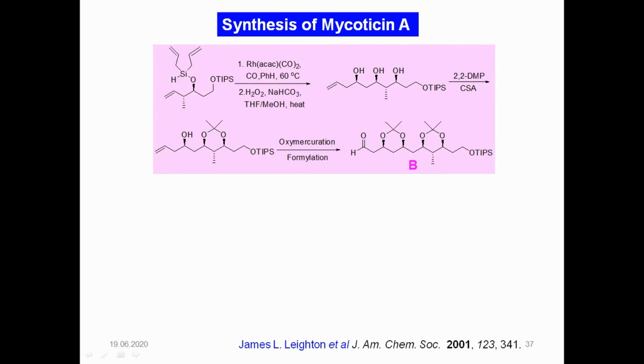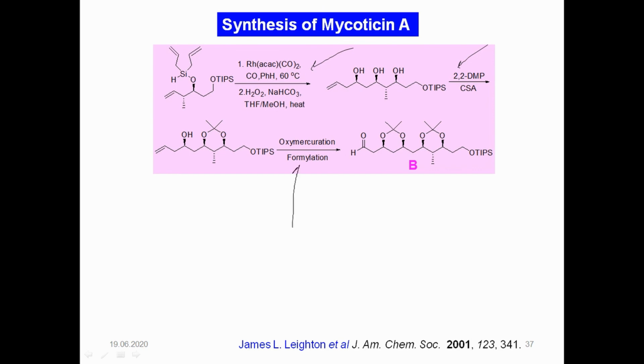In the same way, he also prepares fragment B using the rhodium reagent. If you take this homoallylic alcohol and treat it with the methodology, you are getting 1,3 polyols. Then the 1,3 polyol is protected with 2,2-DMP, CSA. Then the acetonide protection is taking place. Then he is doing oxymercuration followed by formylation.